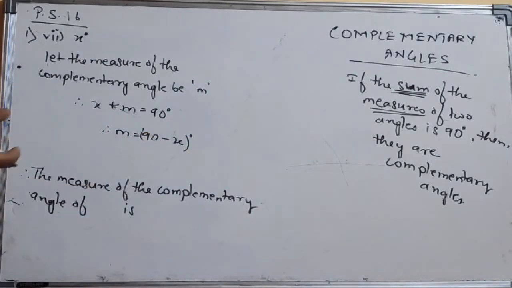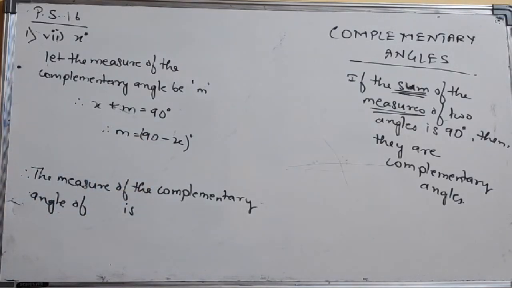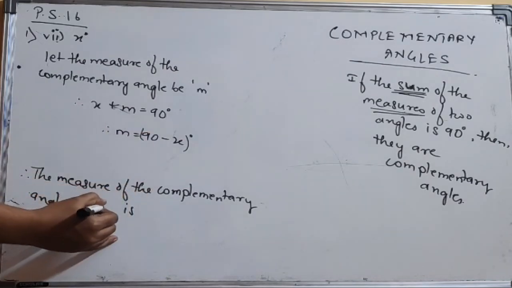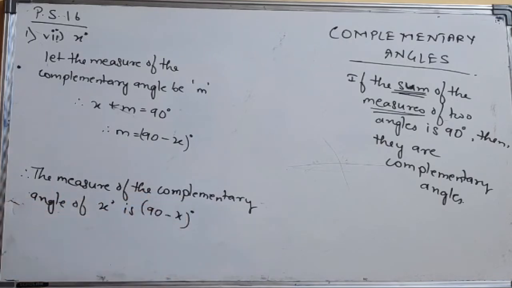We cannot solve anything further. Why? Because 90 is a numeral and x is a variable. You cannot subtract them. Do not write 90x. It is 90 minus x. So the measure of the complementary angle of x degree is 90 minus x degree. I hope this concept of complementary angles has been clear to you.